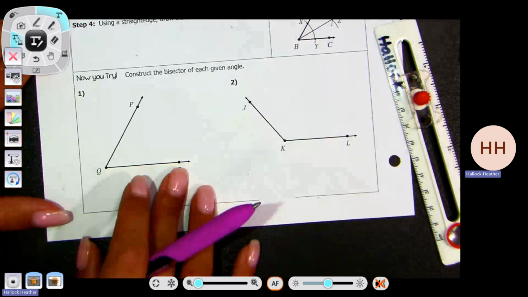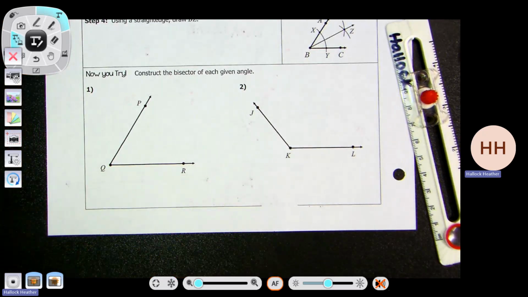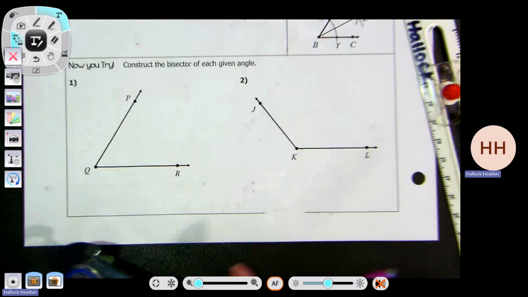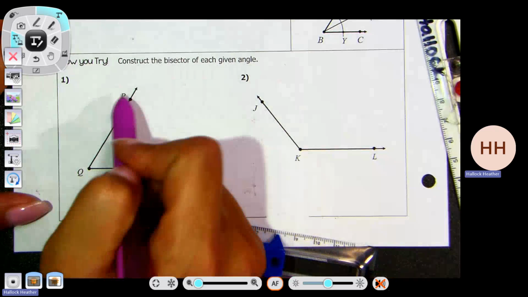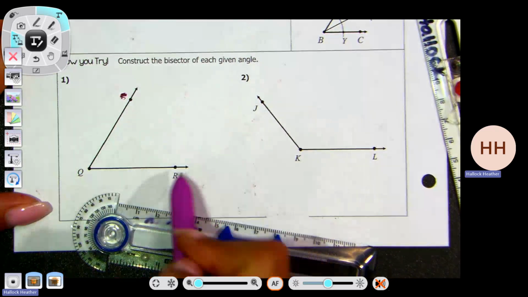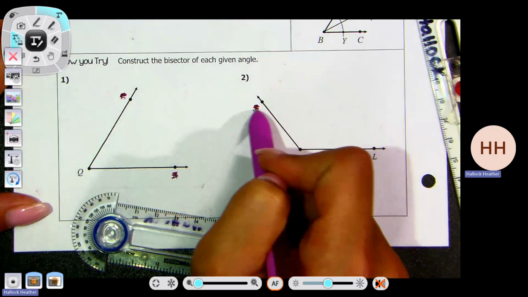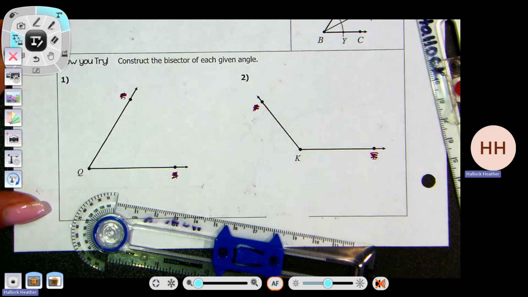Okay, so what we're going to do, we're going to start with number one. So number one, we are going to put our compass on Q. I don't like how they already put letters on here. So scribble out these letters. Cross out P, cross out R, because I don't like it. We always make our own letters. So scribble out those letters.